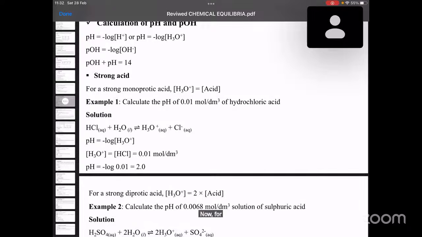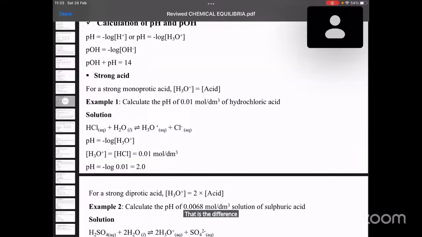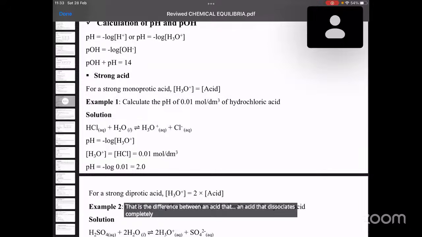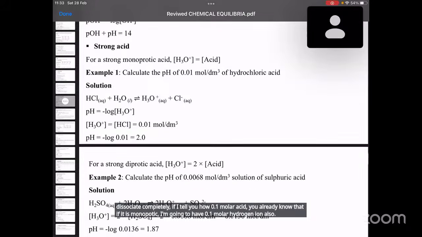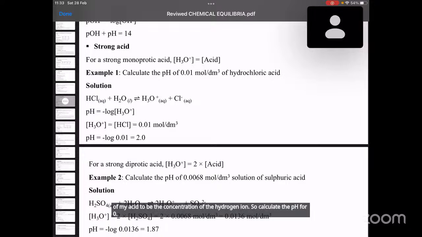Now, for a strong monoprotic acid, the concentration of the acid is equal to the concentration of the hydrogen ion. That is the difference between an acid that dissociates completely and one that does not. When they dissociate completely, if I tell you I have 0.1 molar acid and it is monoprotic, you already know I'm going to have 0.1 molar hydrogen ion also. So if I want to calculate the pH, I can take the concentration of my acid to be the concentration of the hydrogen ion. Calculate the pH for 0.01 mole per dm cube of hydrochloric acid.